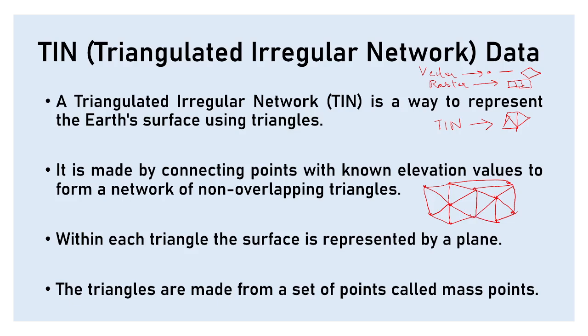So this kind of represents a triangulated irregular network data. Within each triangle, the surface is represented by a plane. Basically this one is one triangle, so this surface is represented by a plane, and the triangles are made from a set of points called mass points. The points that I had drawn earlier, we call them mass points, and from there we generate the TIN data.